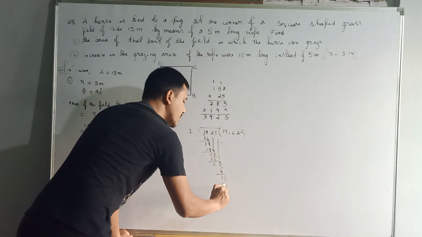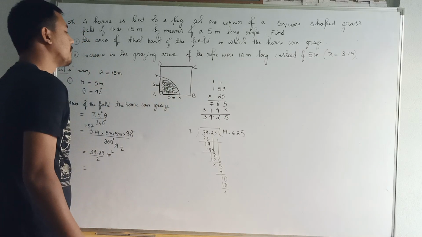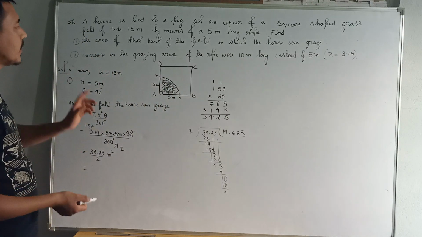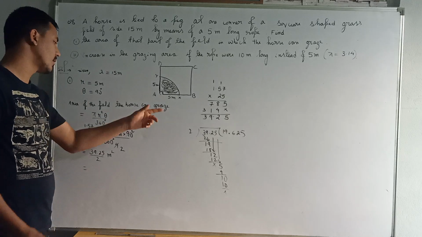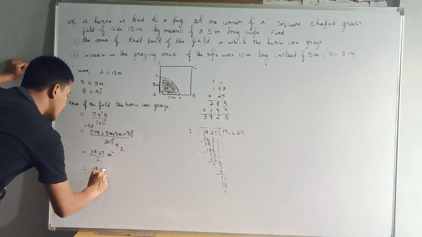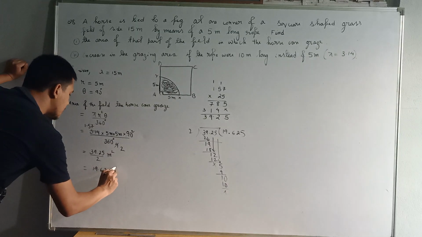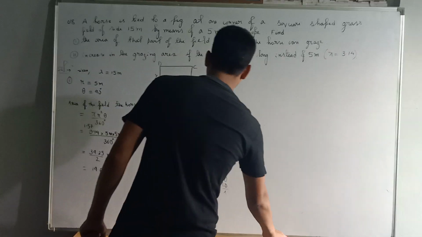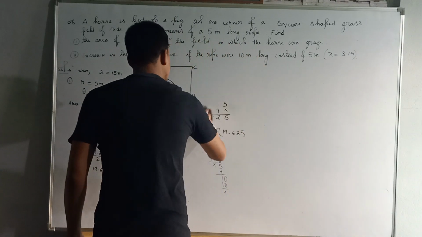Since we have a decimal, I can put 0 over here. 5 times 2 is 10. So the area of the field in which the horse can graze, if the length of the rope is 5 meters, is given by 19.625 square meters. So this is the answer for Roman 1. Now let's see Roman 2.